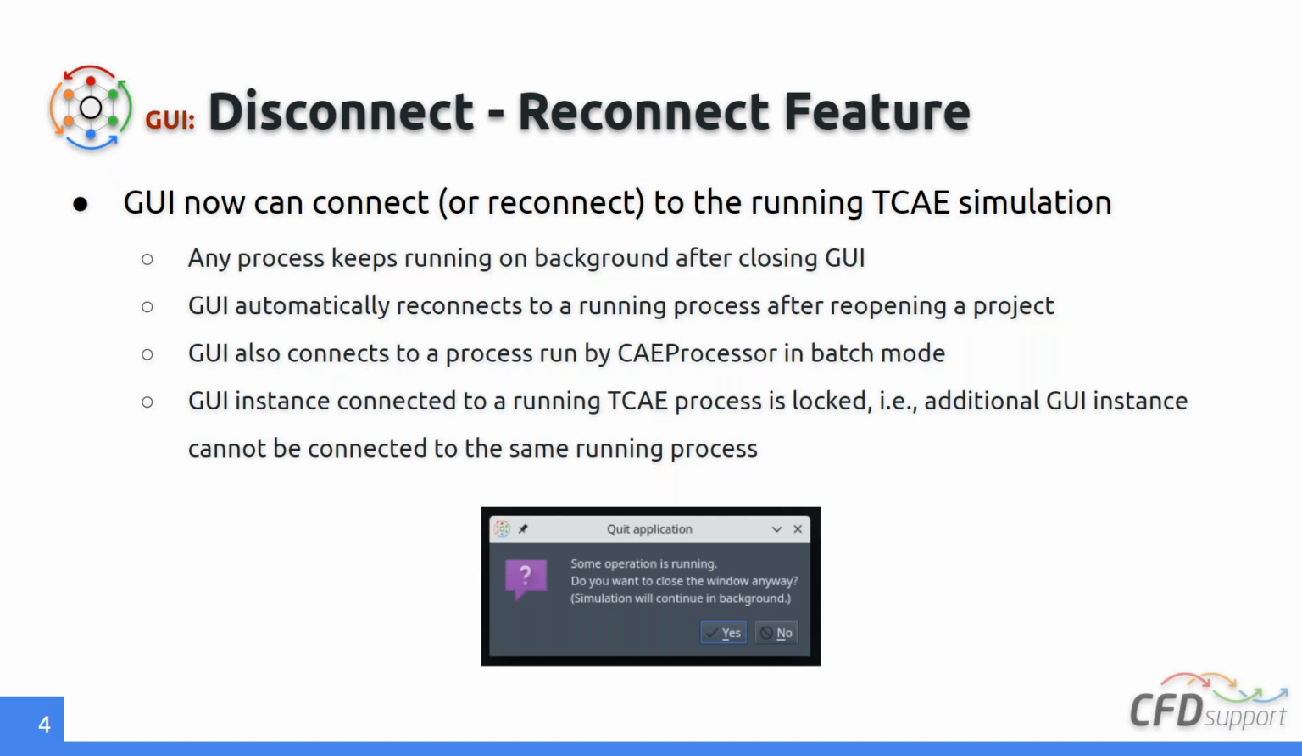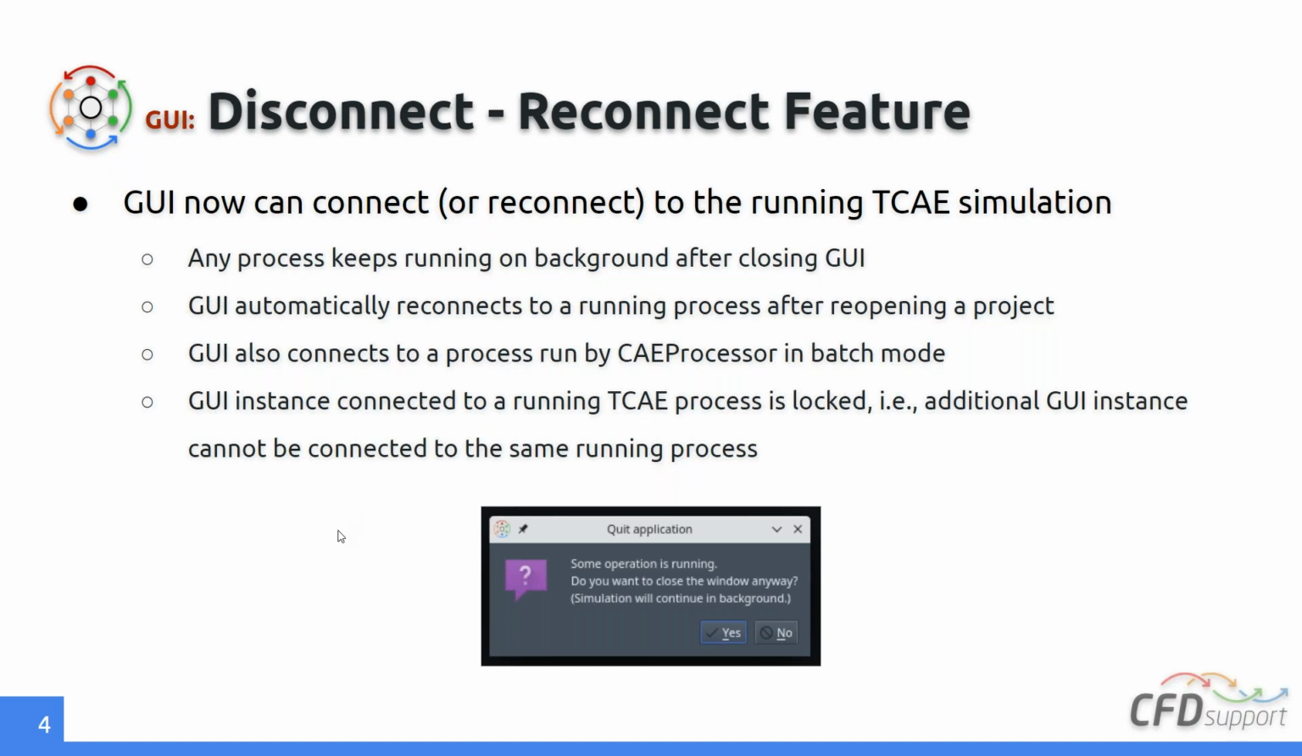Now in the last version, when you closed the GUI under a running process, the process behind was stopped, and then you must reopen the GUI and start from the point where it ended. So typically you should start the simulation from the very beginning. Now the process behind the GUI is kept alive. If you reopen the project, the GUI automatically reconnects to this running project. So you can close the GUI, open the GUI, and still the simulation or each part of the workflow will be running.